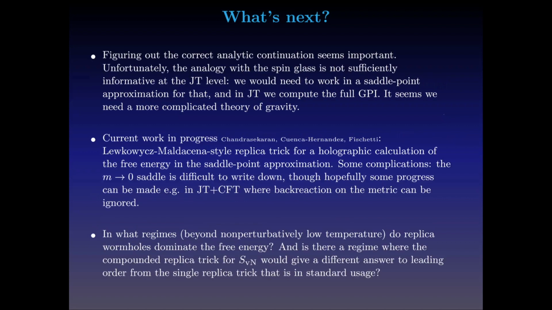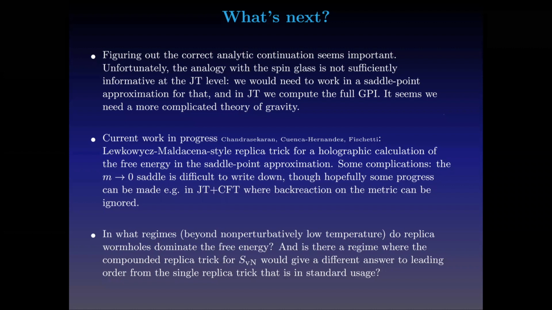So a few concrete things that we should be doing next. Figuring out the correct analytic continuation seems quite important. Now, I was harping on and on about the spin glass analogy, but I should be quite honest here, which is that the analogy is not informative enough at the JT level. In order to work with this analogy, you need to work in the saddle point approximation. And in pure JT, what we did, we worked with the full gravitational path integral.